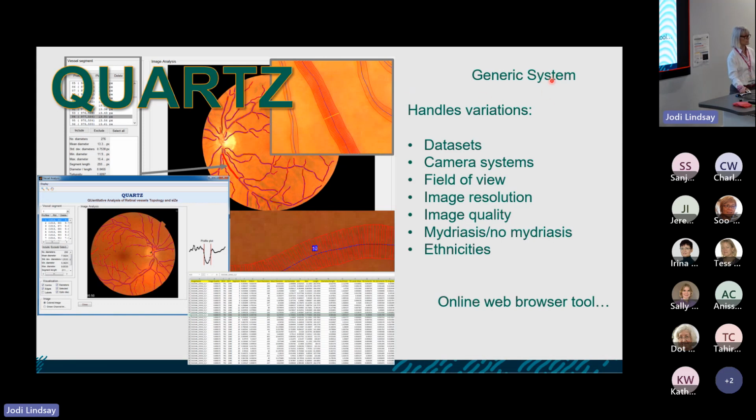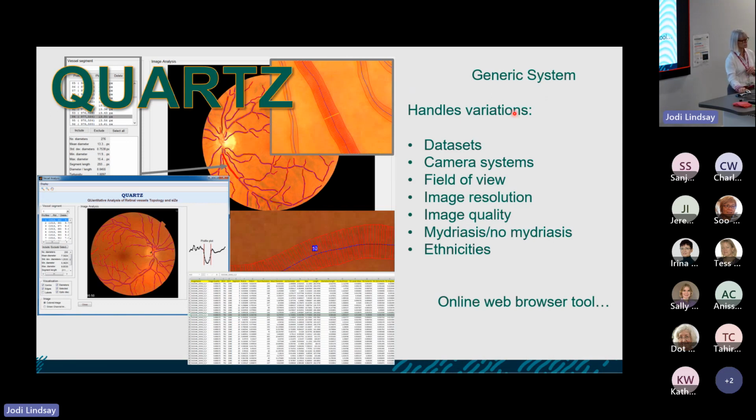And what we're trying to move towards now is a more generic system where it can handle different types of images from different types of cameras, which have different levels of resolution or field of view, to try and tap into image quality so that even if there isn't a perfect image like the ones I've shown you, even if you just had one segment, maybe that would provide enough information about some of the measures in that eye. It wouldn't give you the area, but at least it gives you something about the width and tortuosity. So that's another area we'd like to look into.